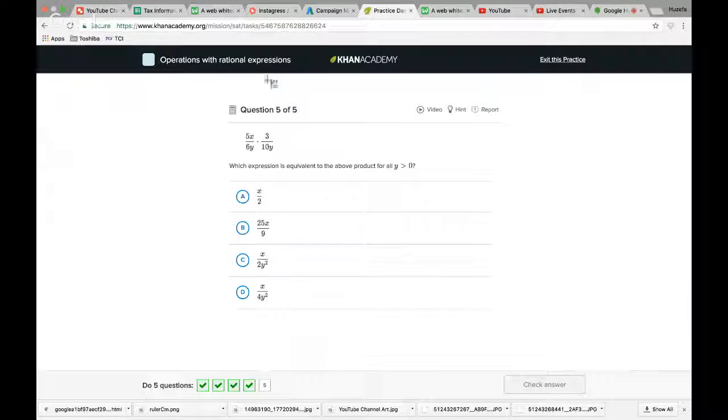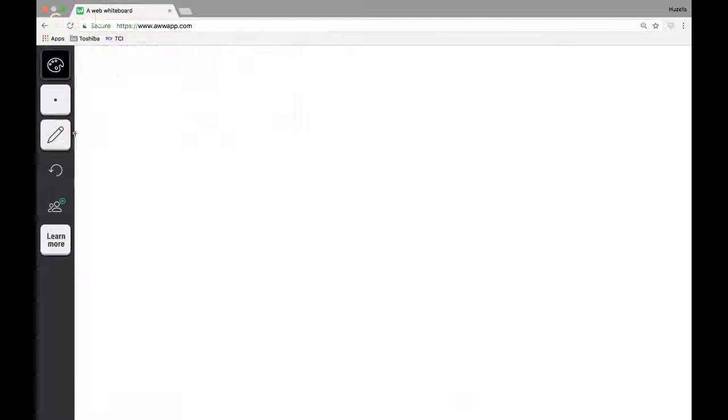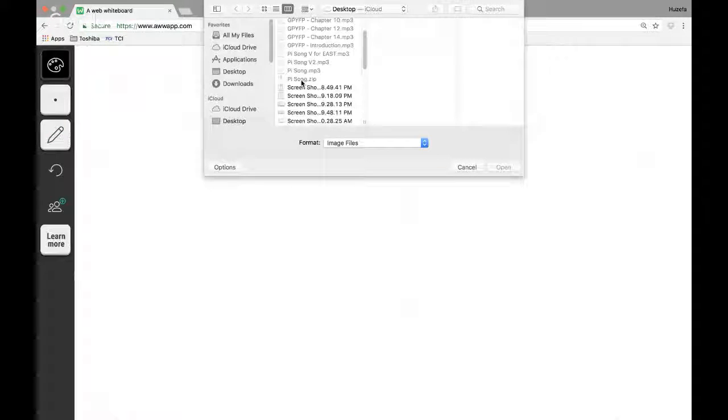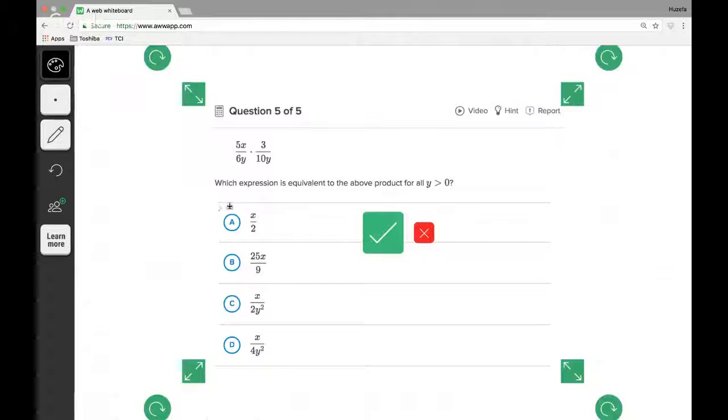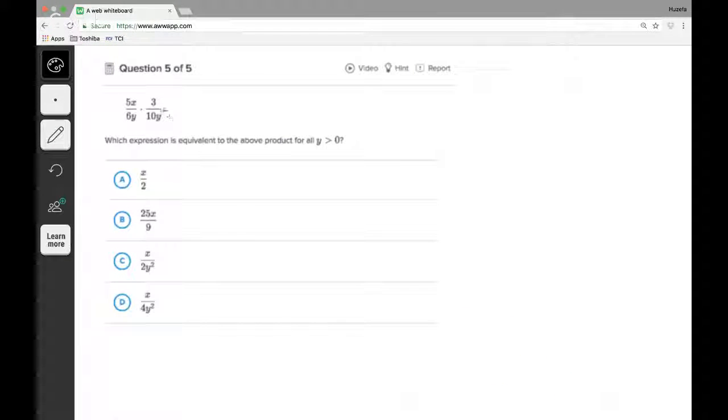No mistakes. All right, and now we've got this guy here, which they say is a calculator section question. Probably don't need one though. I can sort of have an idea we don't need one when I looked at it. So let's see here. It says 5x over 6y times 3 over 10y. Which expression is equivalent for all y greater than 0? Again, y is greater than 0. They're just trying to say that so we don't have a 0 in the denominator.